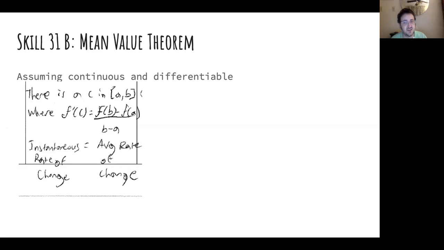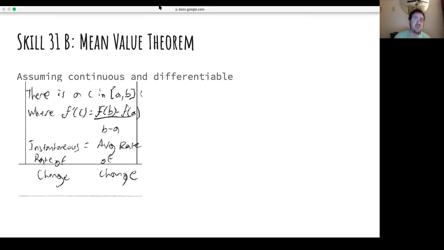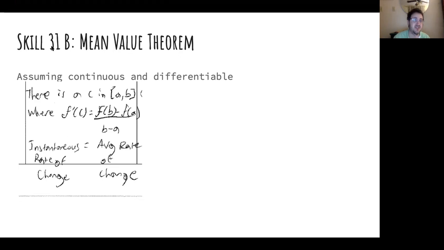conditions of continuous and differentiable, there is a situation, as long as we have continuous in a closed interval and differentiable in an open interval, where the instantaneous rate of change is equal to the average rate of change. So some conditions do have to be met.